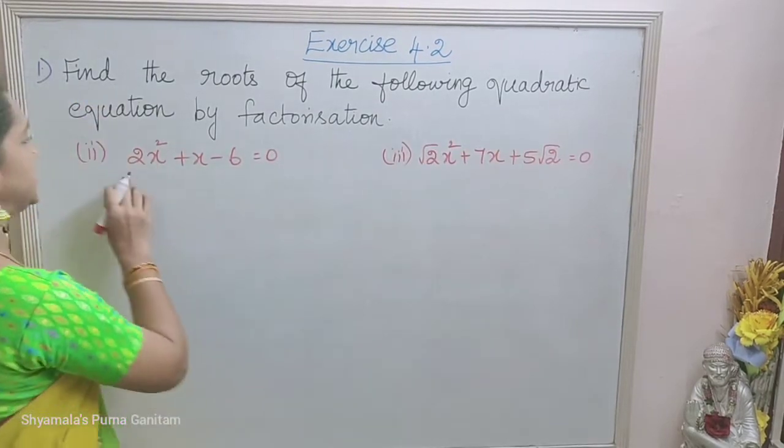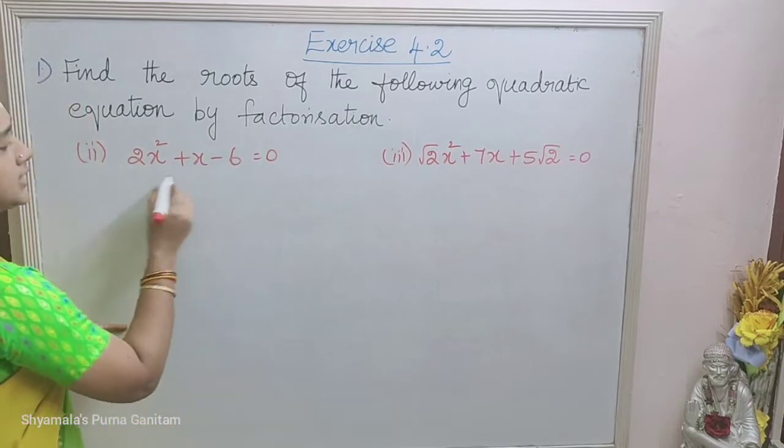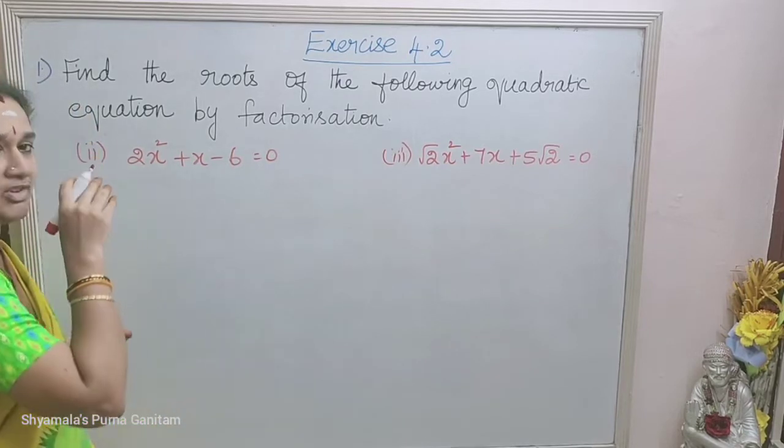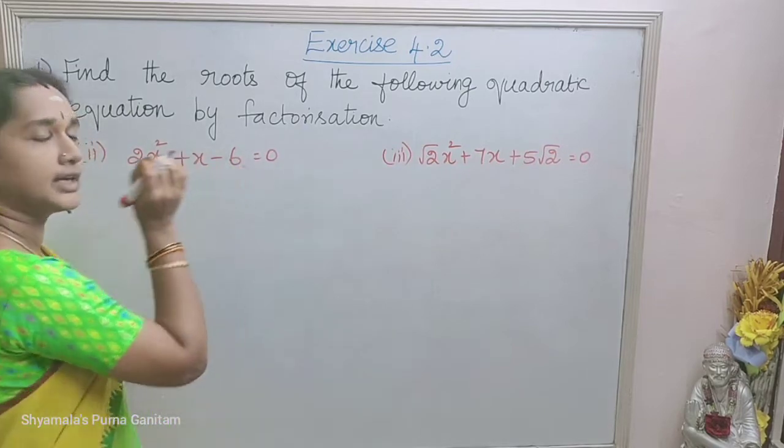Then the second sum is 2x squared plus x minus 6 is equal to 0. In the previous sum, for x squared there is no coefficient, so we have taken only the constant term.